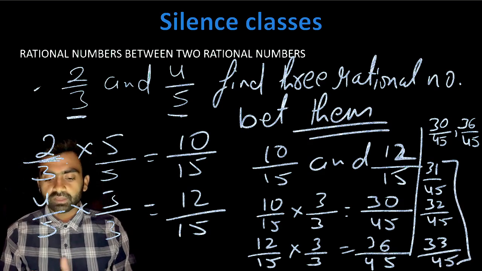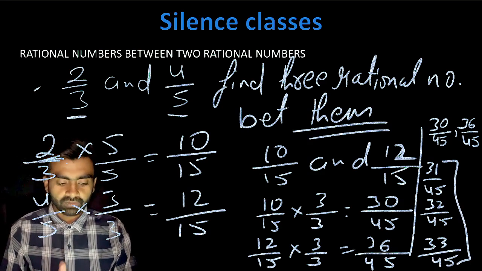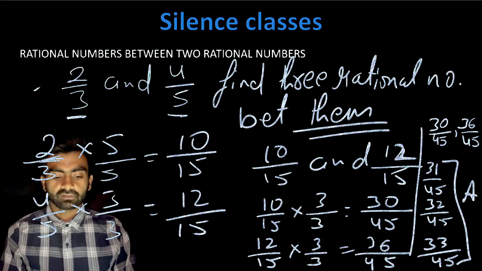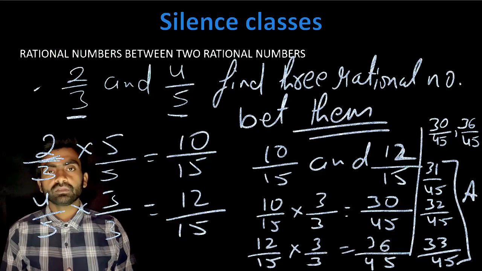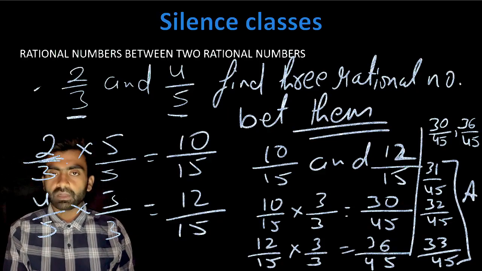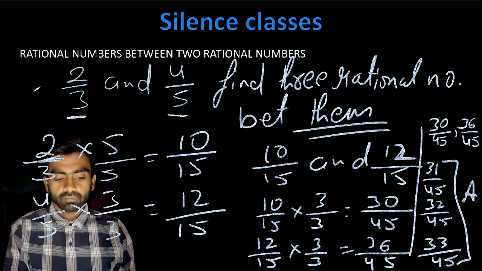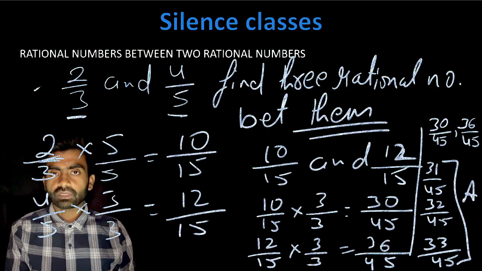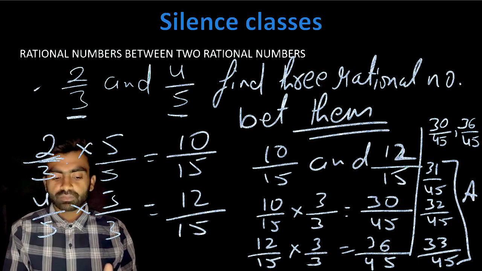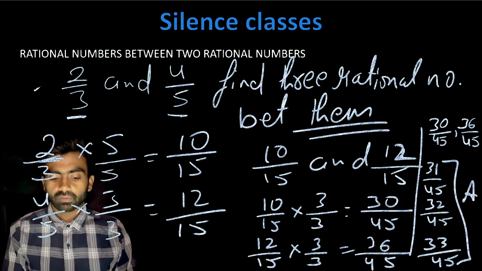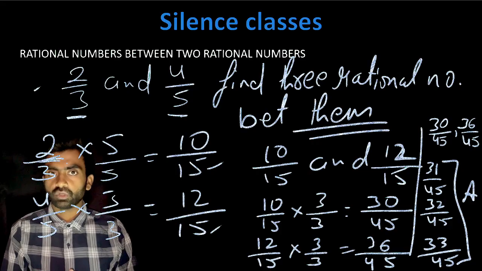So this is the method, and this is the answer. I hope you understood what you have to do. First of all, check whether the denominators are equal or not. If the denominators are not equal, you can multiply. Take the first rational number, 2 upon 3, and multiply it by the denominator of the second. Take the second rational number and multiply it by the denominator of the first one. Just by doing this, the denominators will become equal.